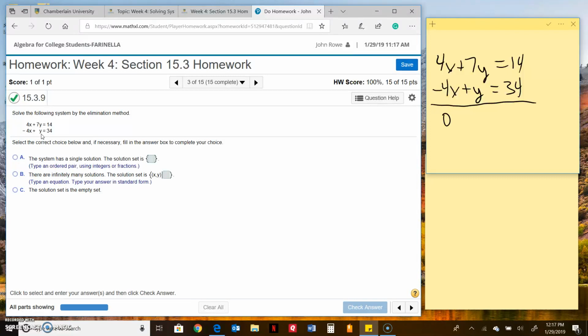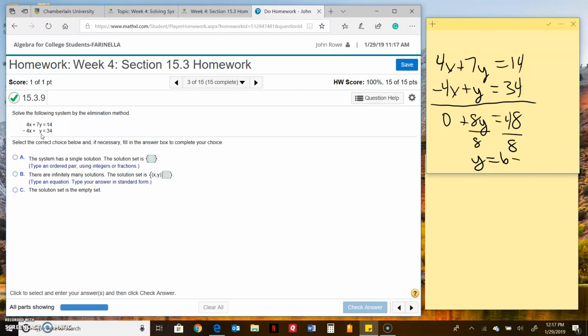So we have 4x minus 4x equals 0, plus 7y plus y equals 8y equals 34. I'm sorry. 14 plus 34 equals 48. Divide this side by 8, divide this side by 8, y equals 6.